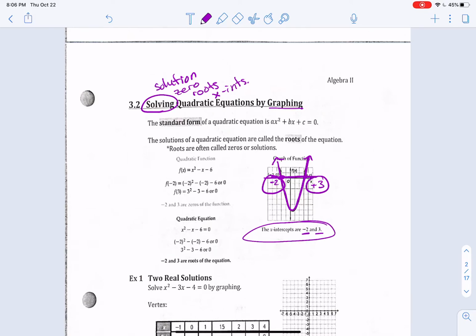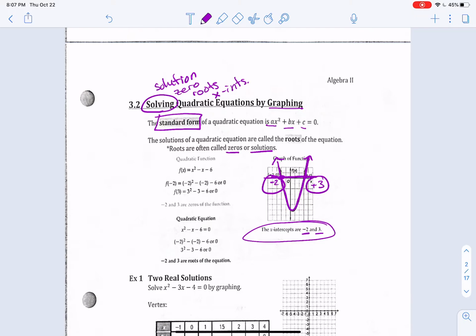So we're going to use some of the same stuff that we used in the last section, which are the y-intercept. We're using the vertex. We're doing those things to graph, and then we're really trying to just find those roots and pinpoint where those are at, okay? Still dealing with things that are in standard form, ax squared plus bx plus c. And then the roots of the equation are often called zeros or solutions. That's what we're looking for, okay?